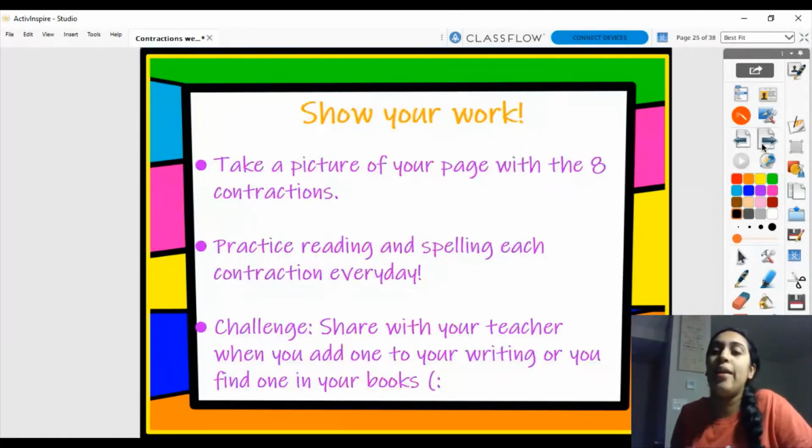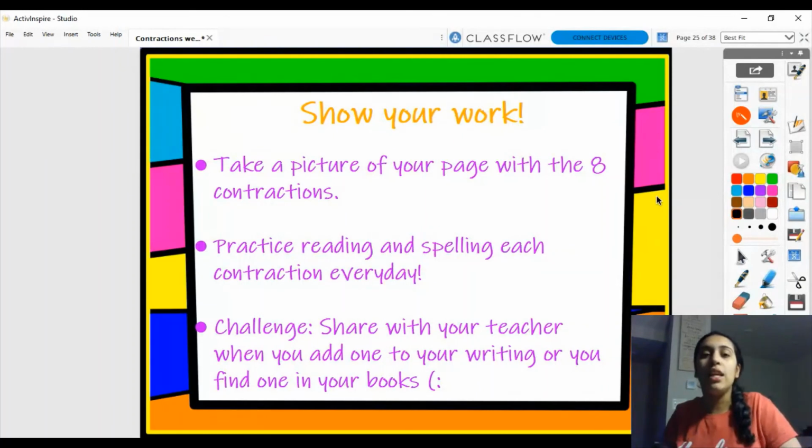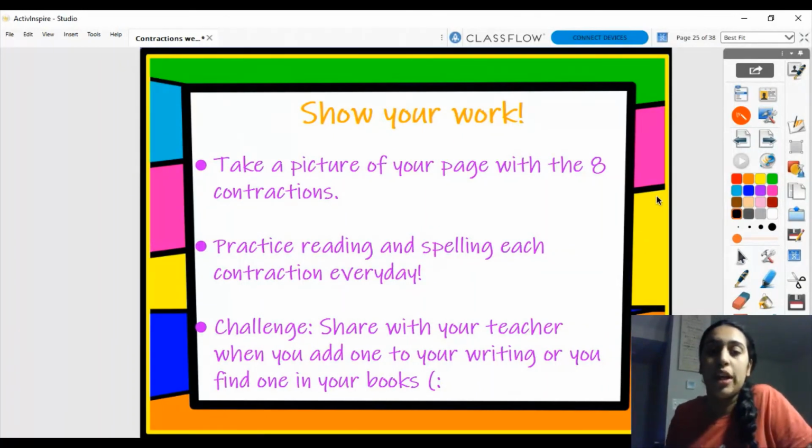All right. Now, let's go ahead and show your work. I want you to take a picture of your page with the 8 contractions and upload it to your WordWork Padlet. Continue practice reading and spelling each of these contractions. So far, you had 14 contractions to work on. Practice, practice, practice, and continue the challenge, boys and girls. Share with your teacher when you add one of these contractions to your writing or you find one in your book. I hope you all enjoyed the lesson, and I will see you next time.